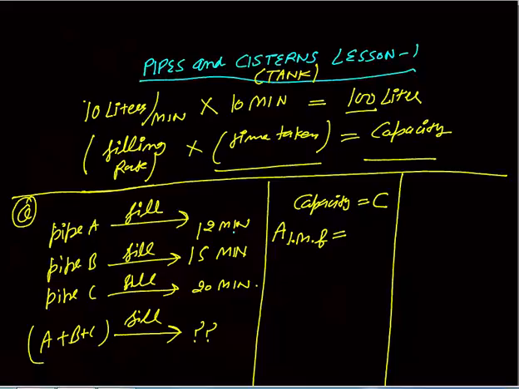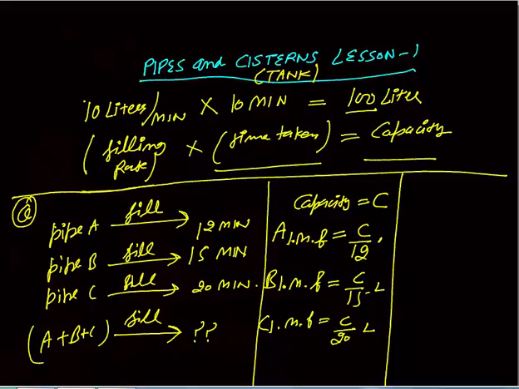Pipe A is filling C liters in 12 minutes. So pipe A will fill C by 12 liters in 1 minute. 1 minute C by 12, another minute C by 12, and in 12 minutes pipe A will fill a total of C liters. In the same way, pipe B 1 mf, because pipe B is filling C liters in 15 minutes, so in 1 minute it will fill C by 15. In the same way, pipe C's 1 minute fill will be C by 20 liters. C liters was the capacity of the tank.